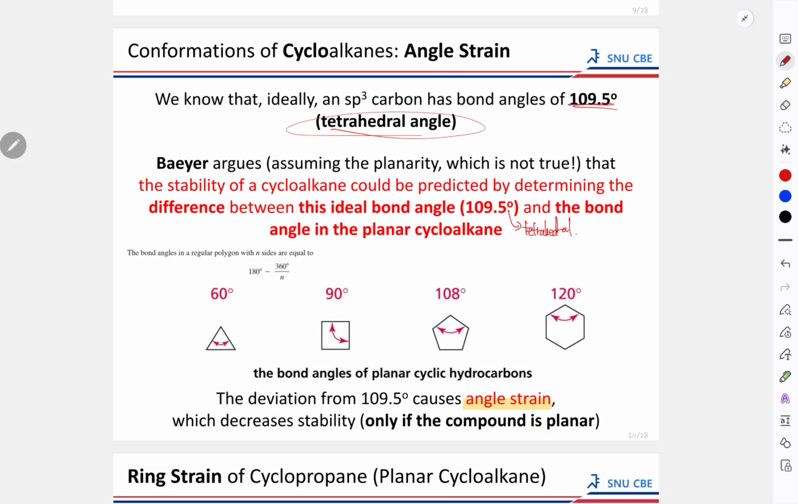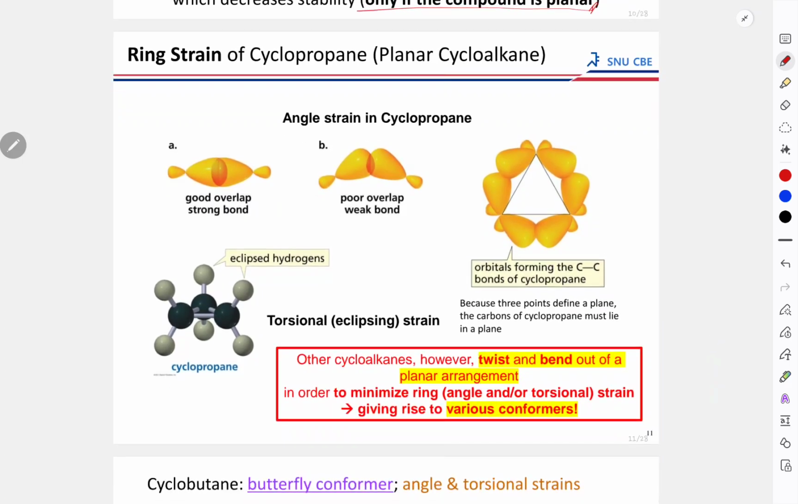But this argument is valid only if the compound, again, is planar. But again, this is not true. But in early days, they didn't know. They just assumed this molecule has a planar structure. But now we know that cyclohexane, for instance, is not a planar molecule. So you need to think in a 3D picture, 3D space. But cyclopropane is truly a planar species. So we can perhaps think a little bit more about the angle strain within this example.